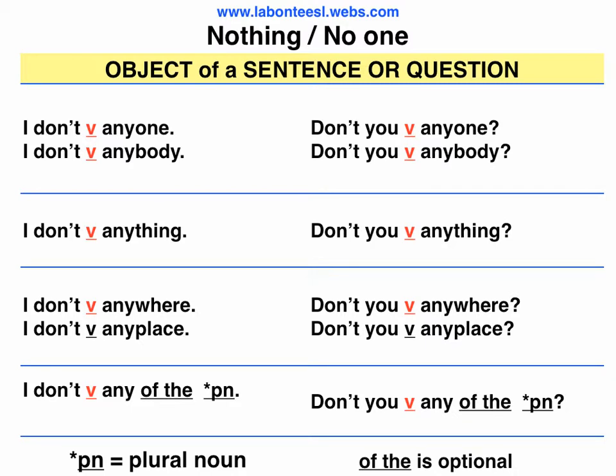Doesn't he plan to go anywhere? Didn't he want to meet anyone? Didn't you eat any of the food? Doesn't she have to go anywhere? Didn't you plan to buy anything? Isn't she supposed to meet anybody? Didn't you bring anything?